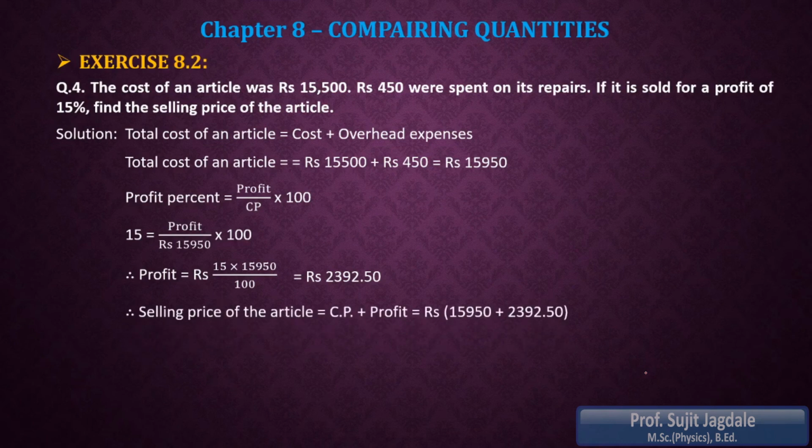So therefore we can calculate the SP. SP is calculated by CP plus profit. Now just put down the values. CP is 15,950 and profit is what we just calculated, 2392.50. So after adding that we get the total value, which is 18,342.50, which is the selling price of the given article.